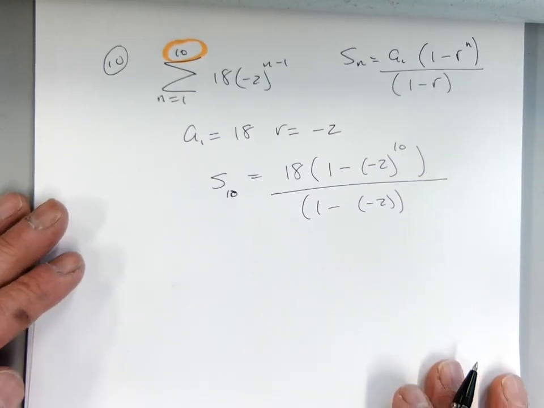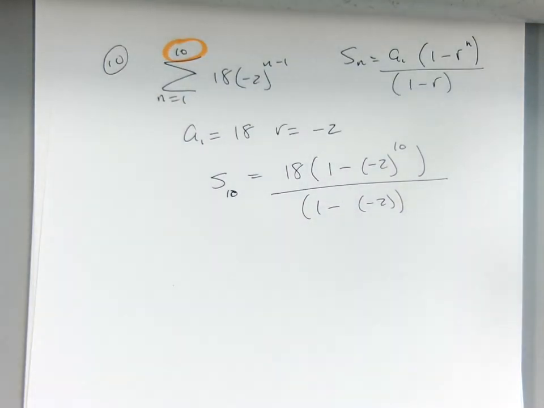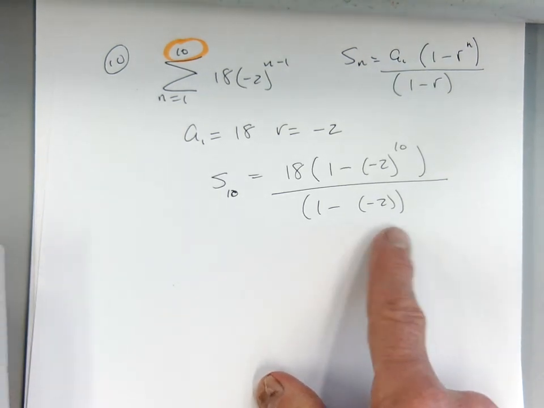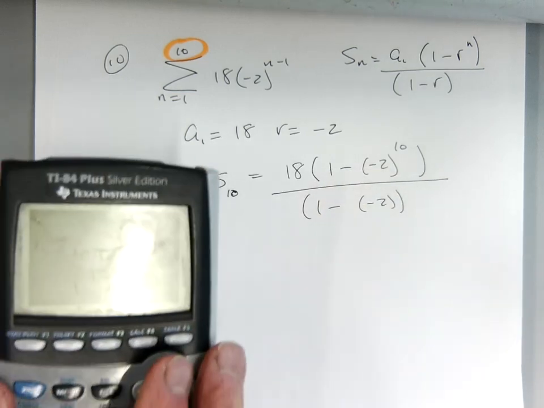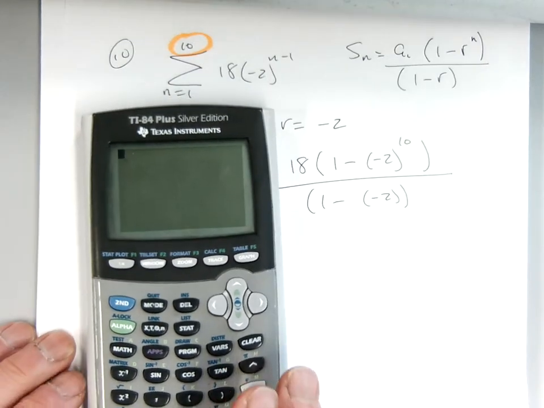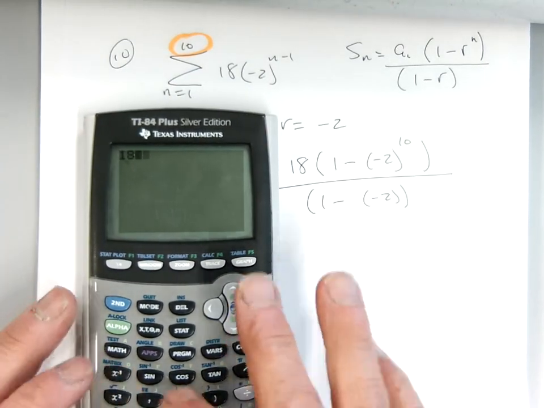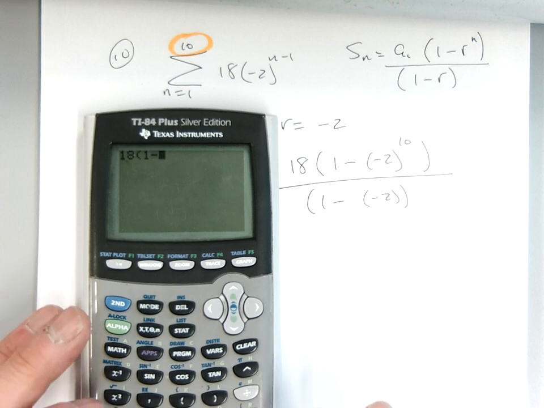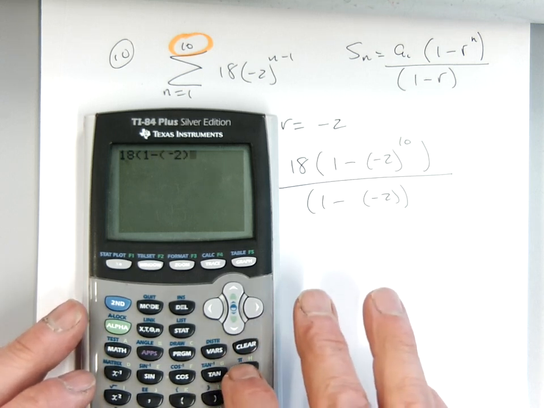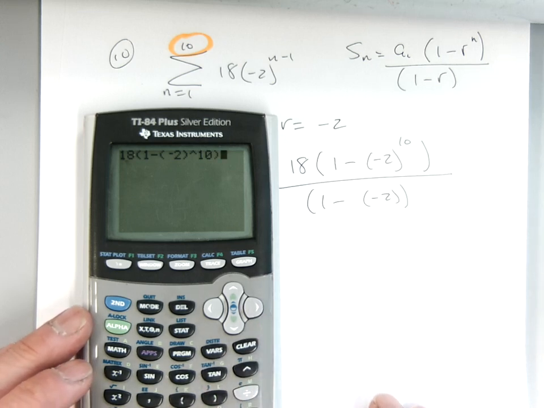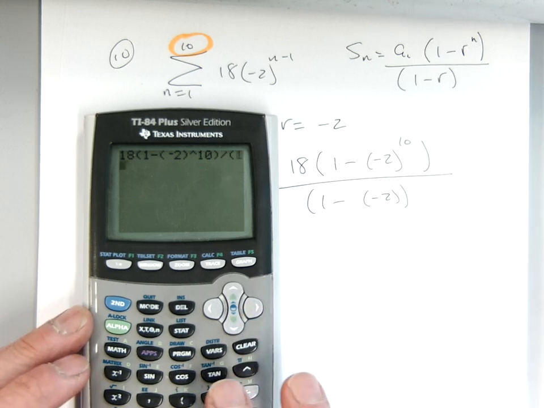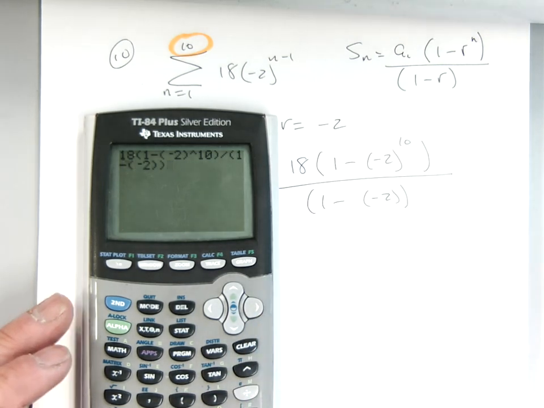Now I used extra parentheses on purpose because you have to be careful how you put this in. Make sure you write it exactly like this, because of the subtracted negative. On the calculator, it's important we put it in correctly. So I'm going to go 18, parentheses, 1 subtract parentheses negative 2 to the power of 10, close parentheses, divided by parentheses 1 subtract parentheses negative 2, close parentheses.